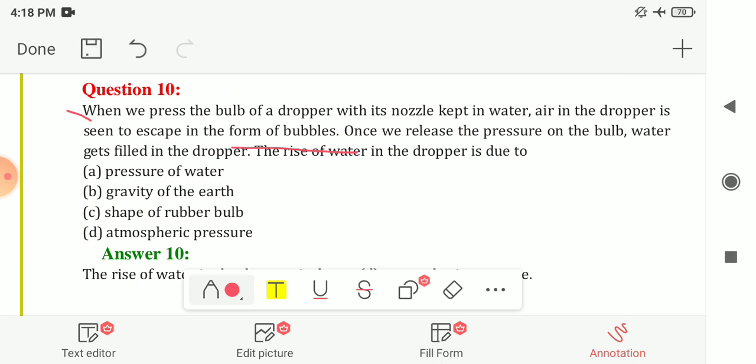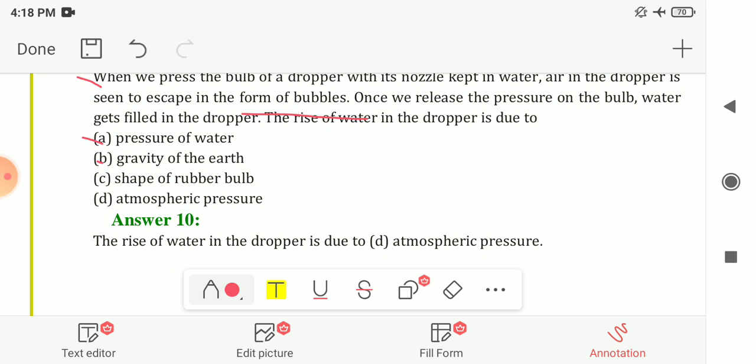Once we release the pressure on the bulb, water gets filled in the dropper. So this rise of water in the dropper is due to dash. When we release the bulb, the water fills in the dropper. Because of what condition does the water level rise in the dropper? The options are pressure of water, gravity of earth, shape of rubber bulb, or atmospheric pressure. So your answer is option D, atmospheric pressure.